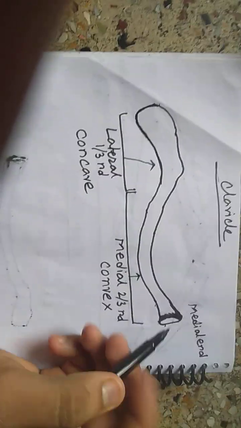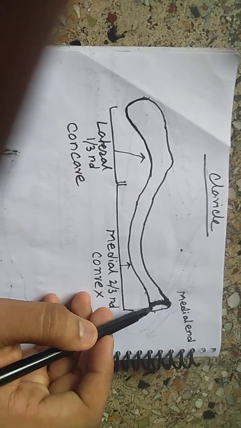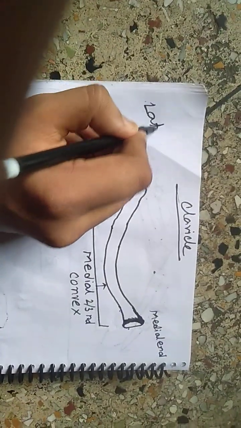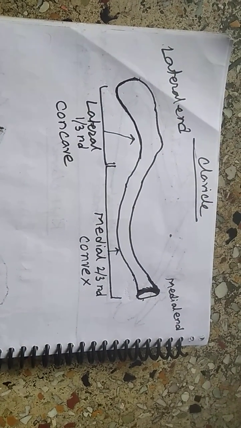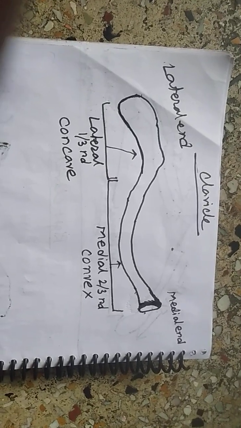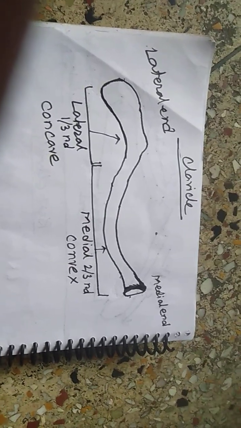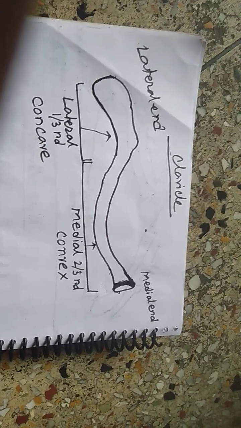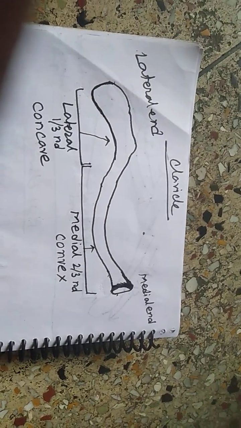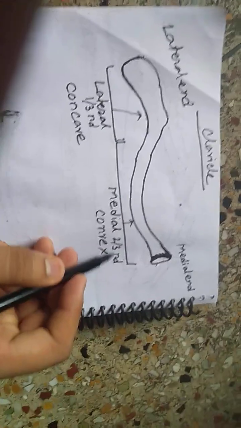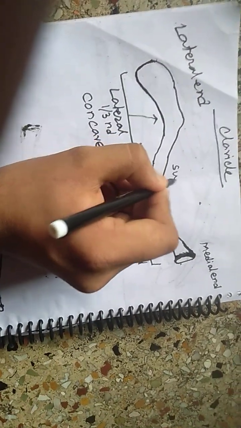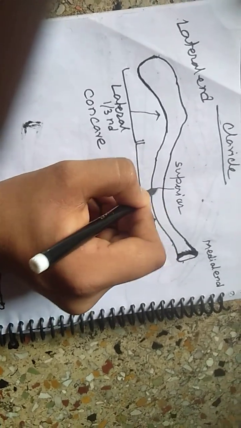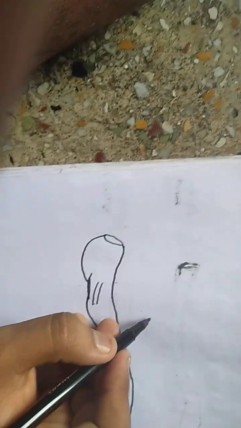Come to this picture. This is the medial end and this is the lateral end. The lateral end articulates with the acromion process of the scapula, so it is called the acromial end, and the medial end articulates with the manubrium of the sternum, so it is called the sternal end. Okay, the medial two-third is convex. This is the superior view, and this is the inferior.